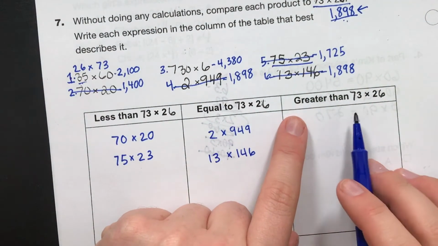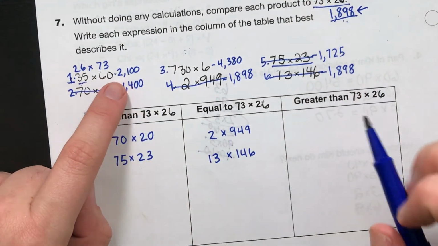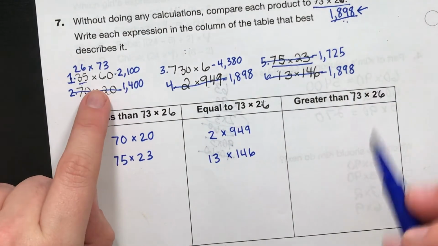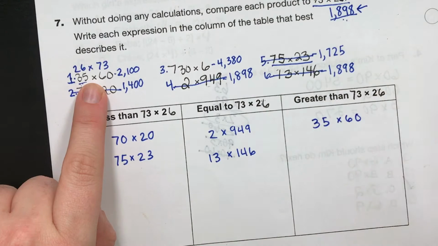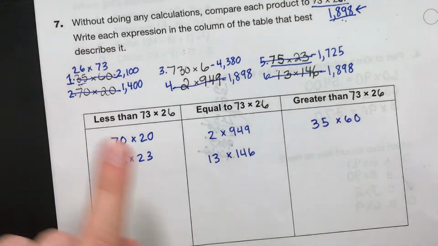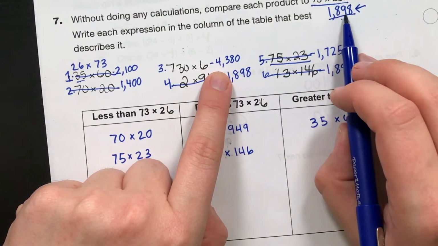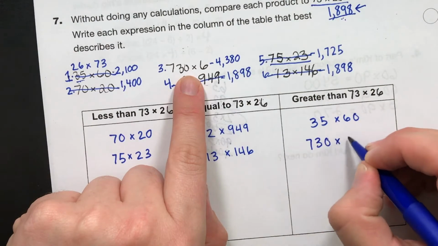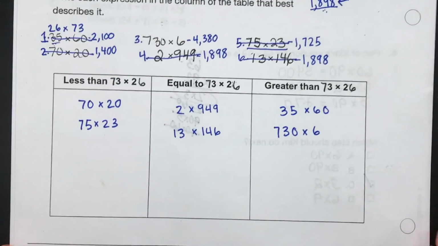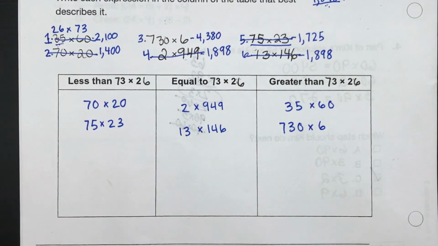And then this last column is greater than this number. And we have 2,100, which is greater than this number. So we can put 35 times 60 in that column. And then we have 4,380 here, which is obviously larger than this. So we can put 730 times 6 into that column. All right, so those are your answers. 2 belong in each column, and those are the correct answers.